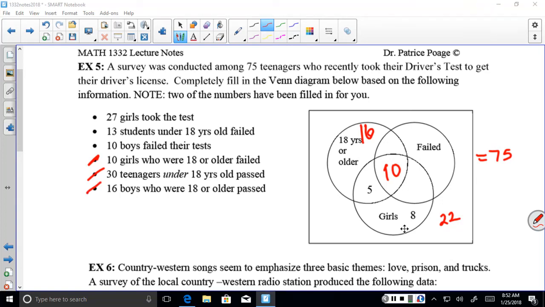Back to the top. 27 girls took the test. Can we do that one now? Yes, so the girls circle needs to add to 27. If we do 27 minus 8 minus 5 minus 10, we get 4 right there. 13 students under 18 years old. So pause right there. If they're under 18, they're not in this circle. They're outside the circle. So if they're under 18, they're these spots right here. And then it says they failed. So out of these 4 spots right here, they failed. That's these 2. I already have 4 in there. So how many does that leave right here?